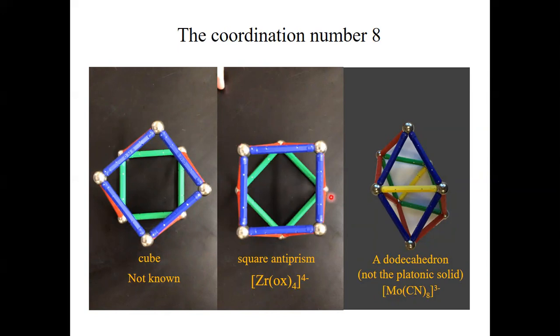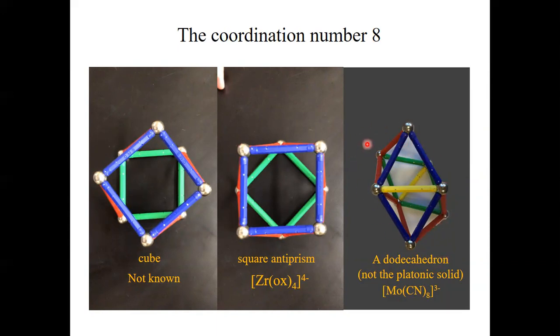Okay, then we have a third structure, which is actually related to the square antiprism. We can view it as a kind of distorted square antiprism. It is a dodecahedron, so that means that we have 12 faces, and these 12 faces are triangular faces. You see this here. You see here, for instance, one triangle, and here another one. And there are 10 other triangular faces in addition.